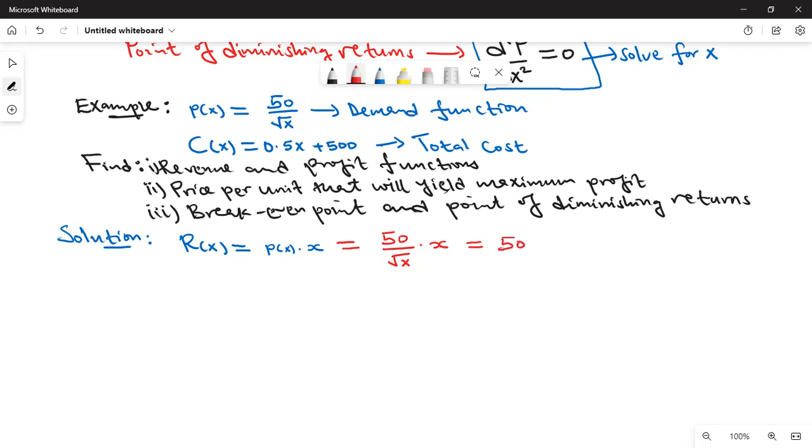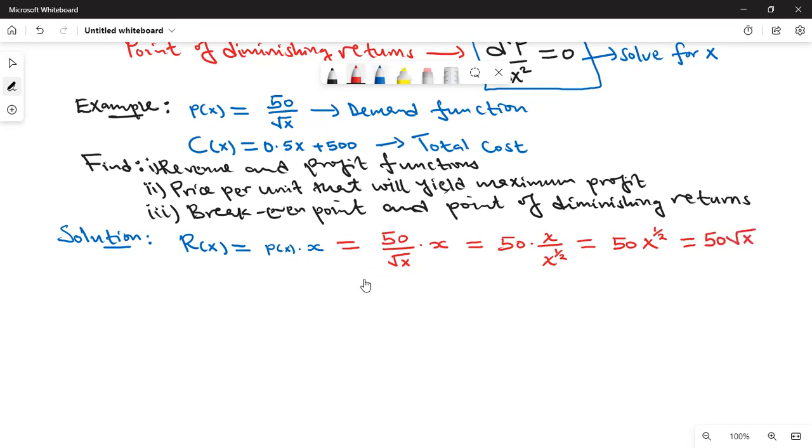Remember, it is 50 times X over root X, which is the same as X raised to 1 over 2, of which if I simplify this one, I'm going to get 50 times X raised to 1 over 2, laws of indices. When you're dividing, you need to subtract those powers. Or you can also write this as 50 root X. That is our revenue function. Let me write this as 50 times root X. Our revenue.